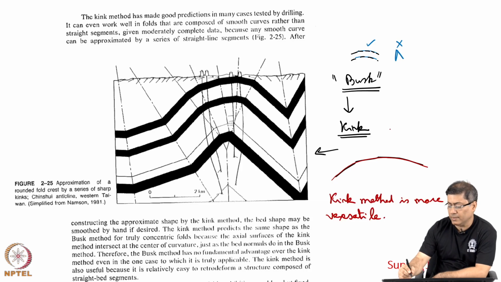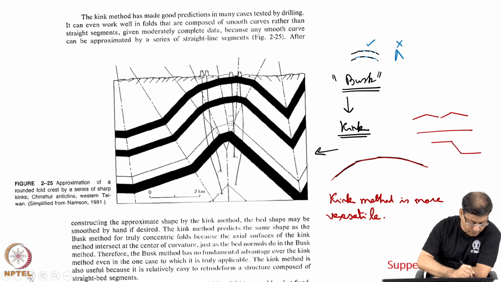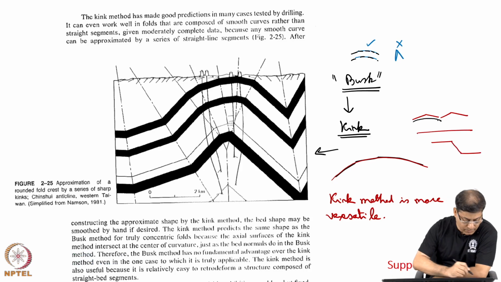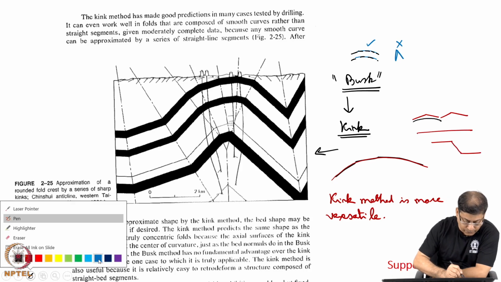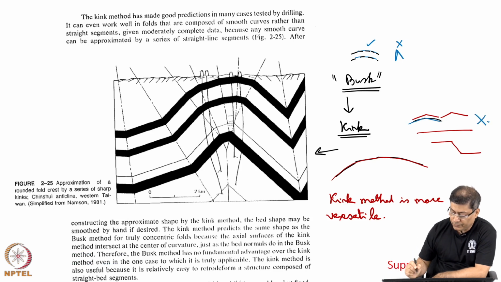The converse statement is not correct. Where you are getting clear indication on the surface that there are chevron folds, or the geophysicist has given information that there is ramp-flat geometry at subsurface, you cannot create smooth folds by the Busk method and then break the smooth fold into straight line segments. This is not permitted.